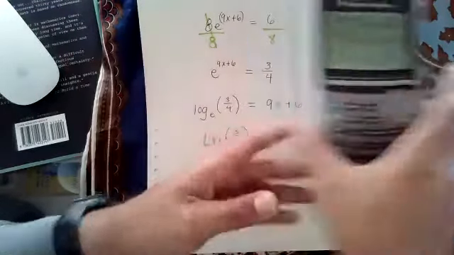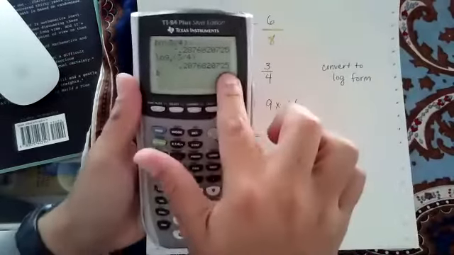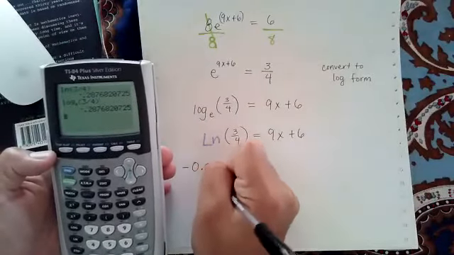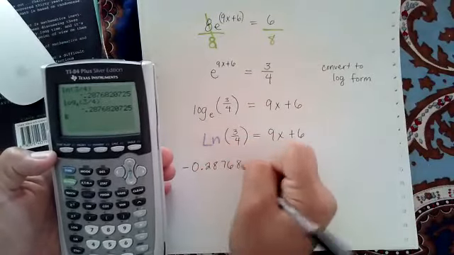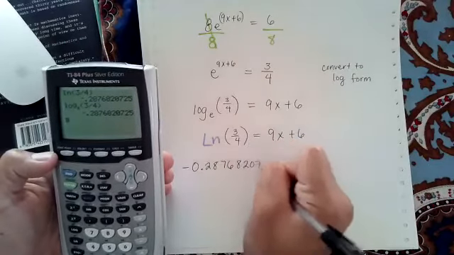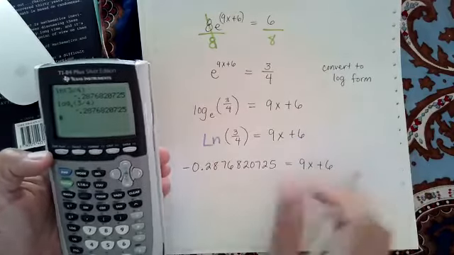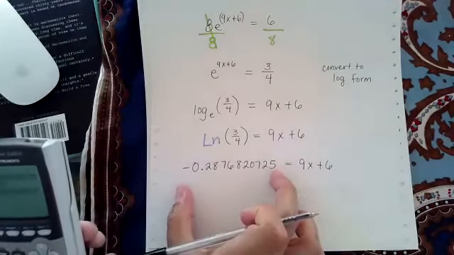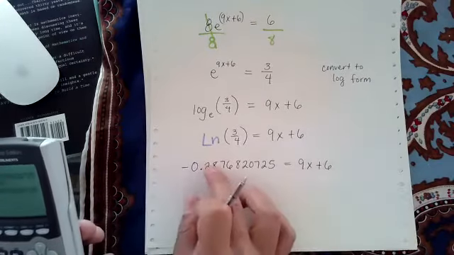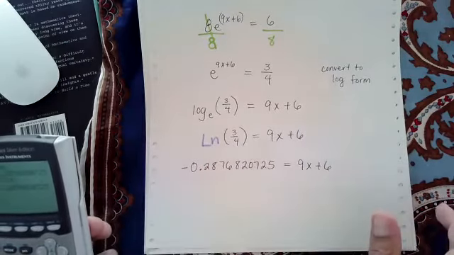Okay. So we'll just replace this part of the equation with this really, really not very pretty decimal. Negative 0.28768207 is equal to 9x plus 6. And even though this is an intimidating decimal, we're just trying to isolate the x now. So we could subtract the 6 over to the other side. Then we just divide by 9, and then that is the value of x.